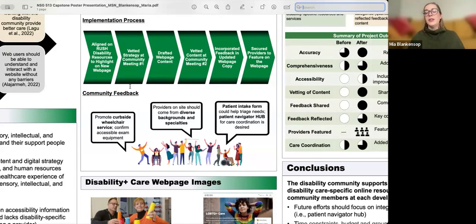So some of that feedback was they really wanted us to promote the curbside wheelchair service Rush offers. We thought that it was just enough that we said that it was wheelchair service, but they were like, talk to us more about that. This is very important to us. And so we were able to really expand upon that on the other webpage, on our resources page.